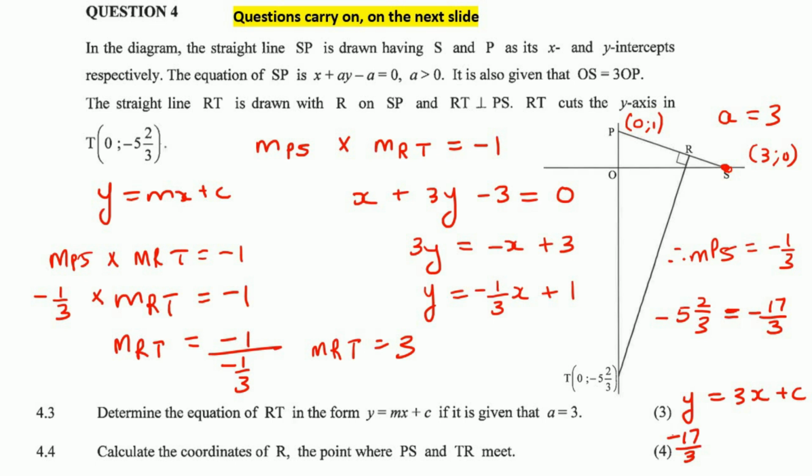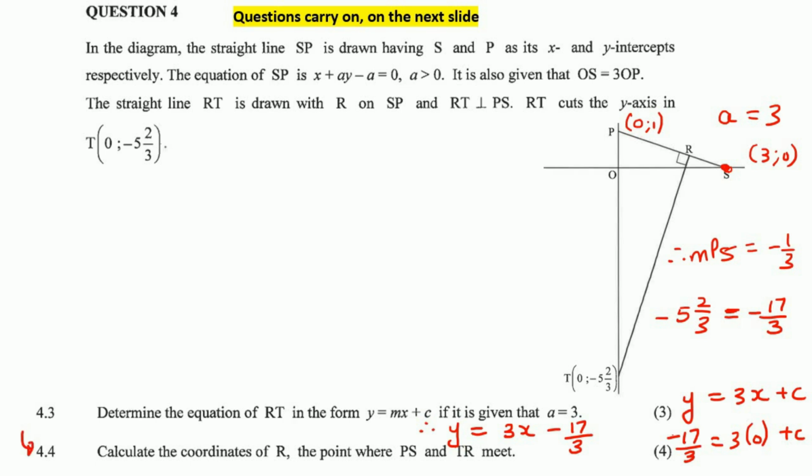So minus 17 over 3 equals 3, and the x value there is 0, plus c. Okay, so if you had to work out c, you're going to get negative 17 over 3. So therefore, the final answer here would be y equals 3x minus 17 over 3.